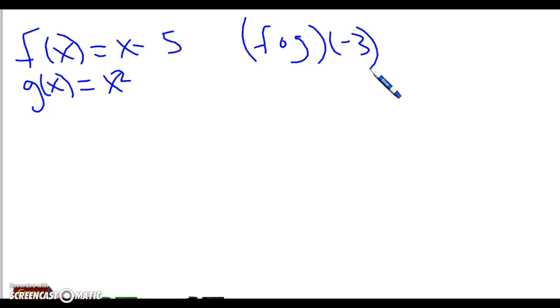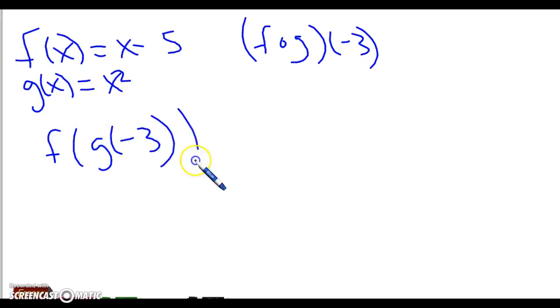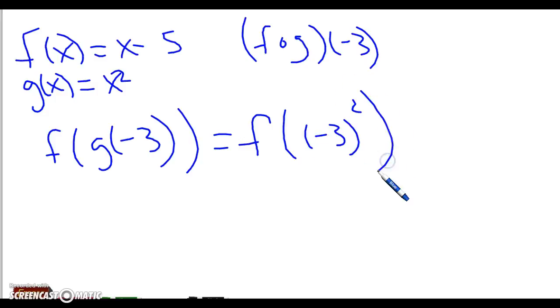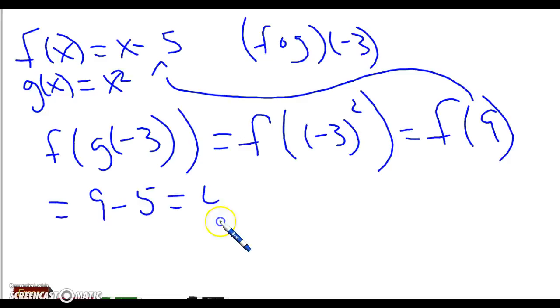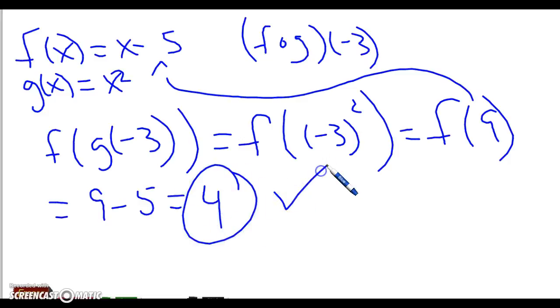So we'll plug in negative 3 first. So we'll do f of g of negative 3. And so I get f of, when I plug in negative 3 for g, so I get negative 3 squared, right? And I get f of 9. Now plug in 9 for here. I get 9 minus 5, which is 4. So I hope that this helps.